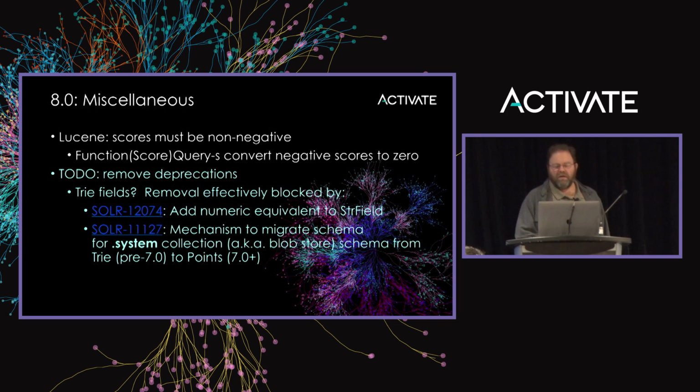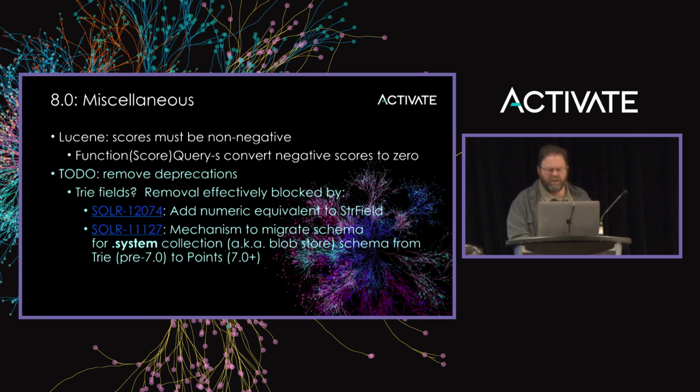Two things that are blocking that are a numeric equivalent to string field. There's a problem with point fields that they are not very efficient for doing single value lookups. And a numeric equivalent to string field would provide the ability to work around that. Also, there is no way at this point to automatically migrate schemas for .system collections. This is also called blob store, from schemas for pre-7.0, which include Trie fields to points.